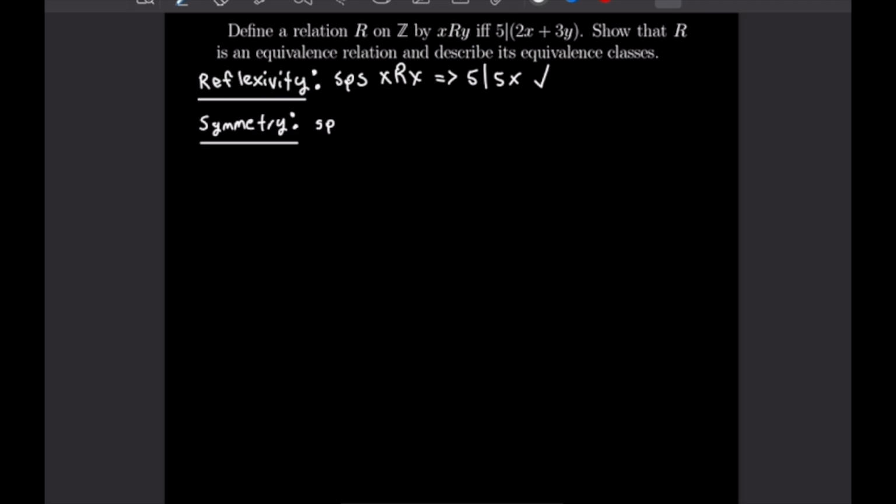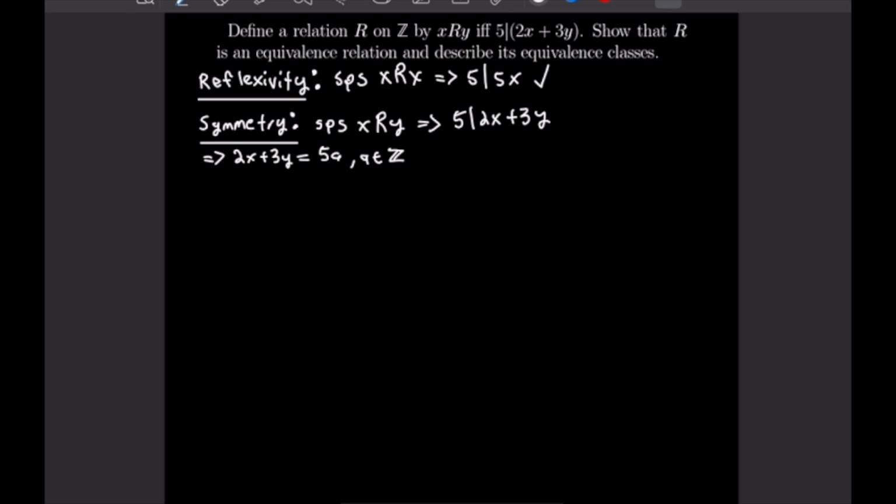So we're going to suppose that we have x is related to y, but that means that 5 divides 2x plus 3y. But if 5 divides 2x plus 3y, that means we can write it in the following way. 2x plus 3y is equal to 5 times a for some integer a. Next, we are going to subtract 5x plus 5y from both sides.